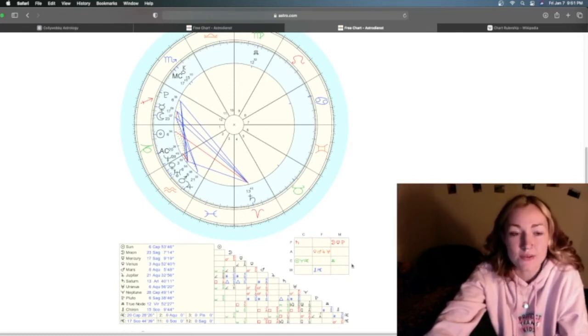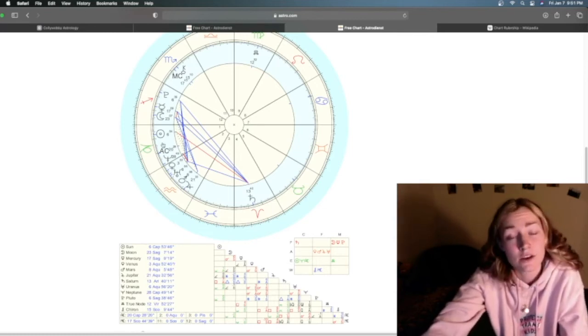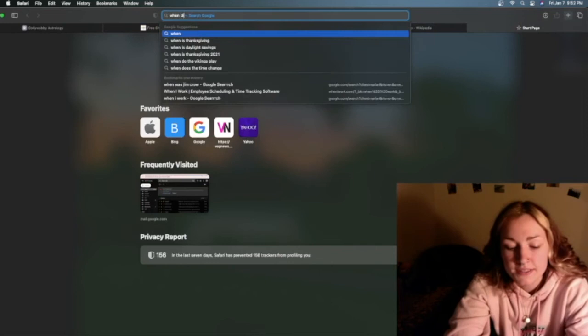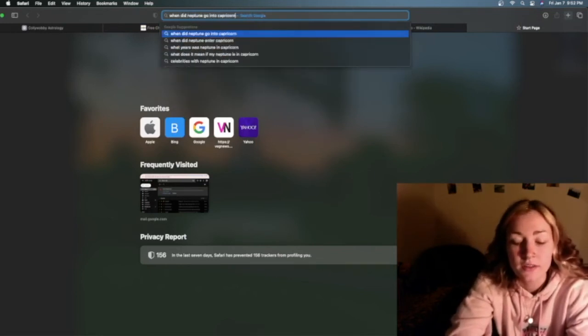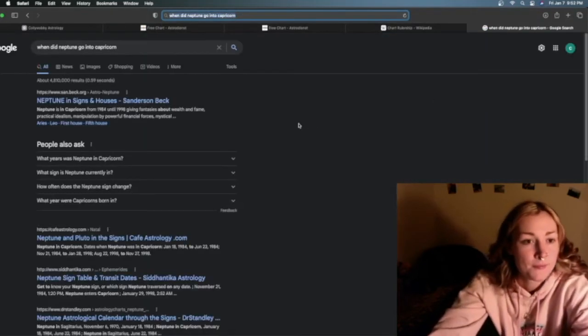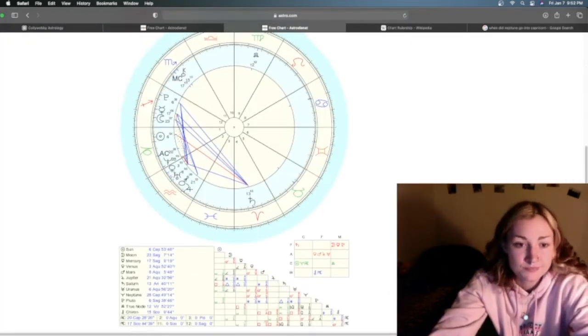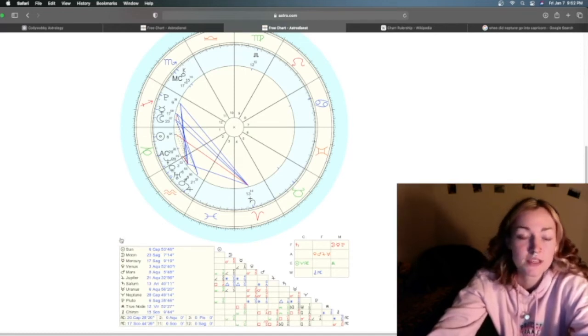Also generational though, so pretty much everyone since, God, I don't even know when it ingressed into Capricorn. I want to say, I don't know, let's look it up. When did Neptune go into Capricorn? I'm going to guess the 80s. 1984 until 1988. There you go. All right, so 1984 to 1988.